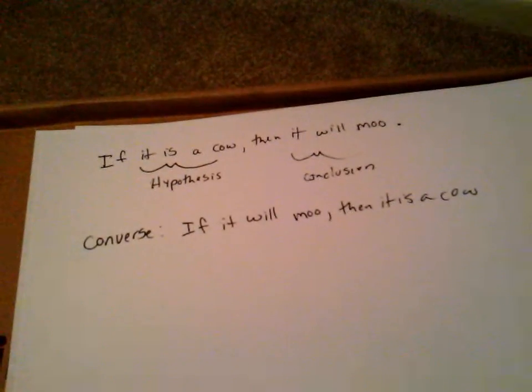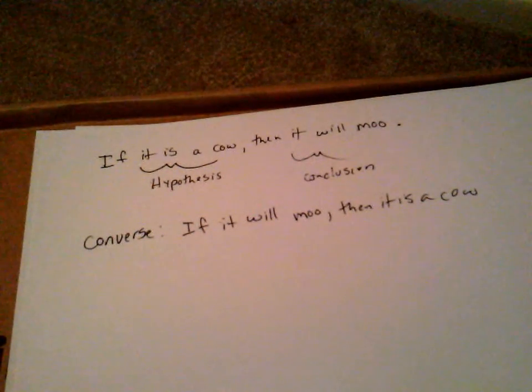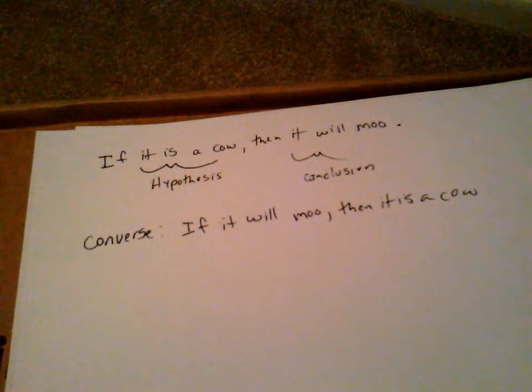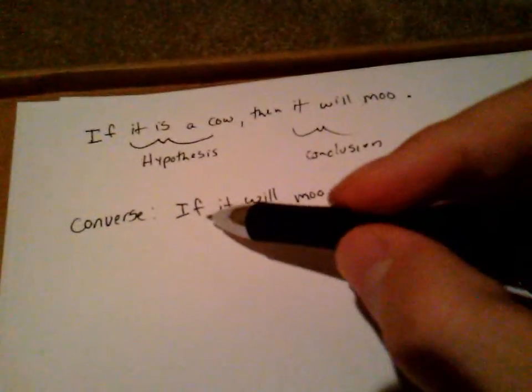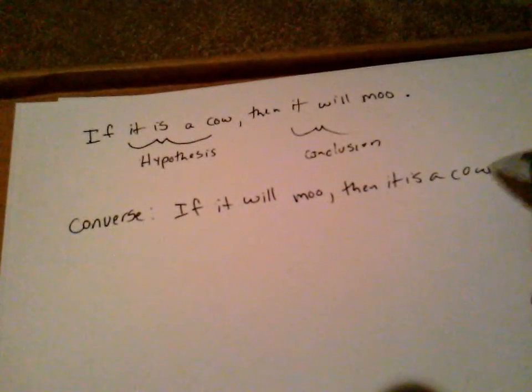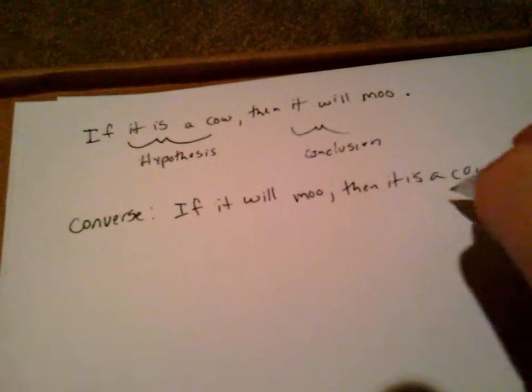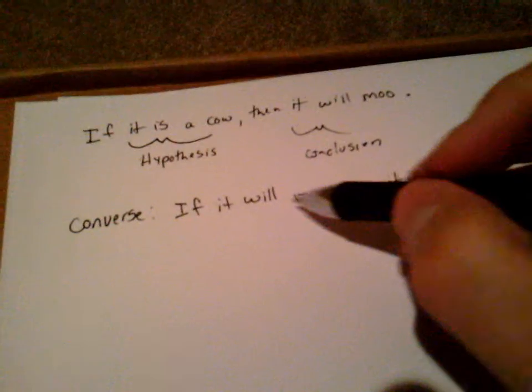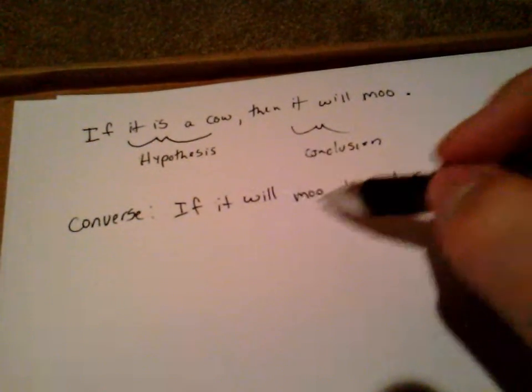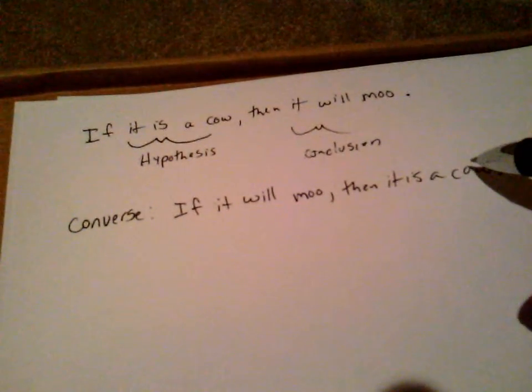Stuff like this, the converse is usually false. The reason why it's false is because look at this. If it will moo, then it is a cow. We usually have to look at this and be like, okay, does that make sense? Well, technically I can go moo, that does not make me a cow.